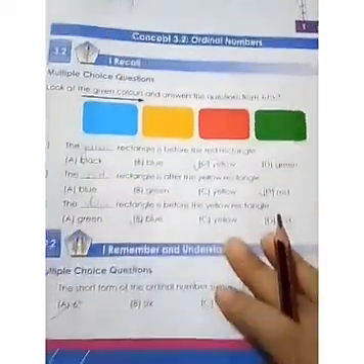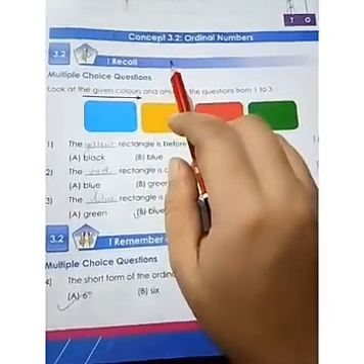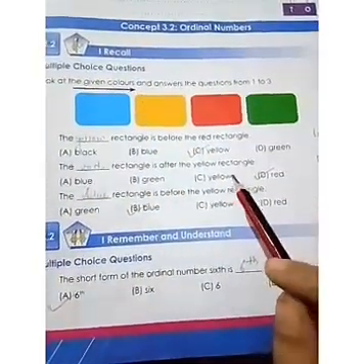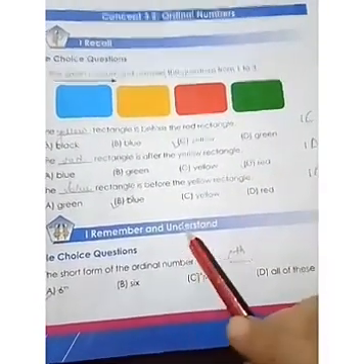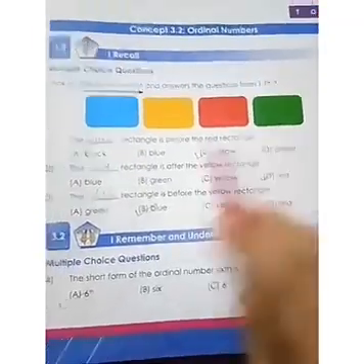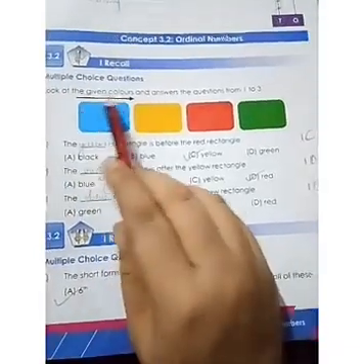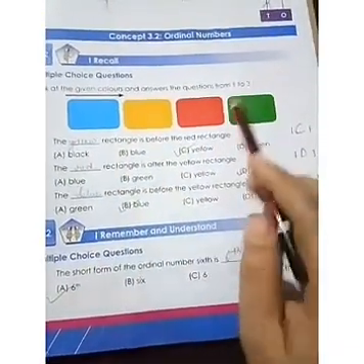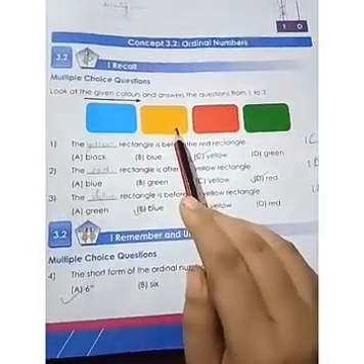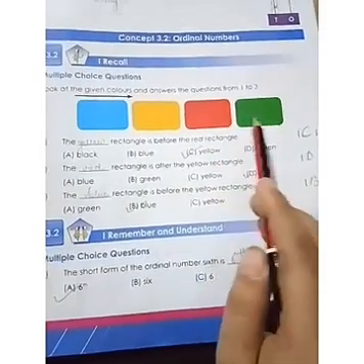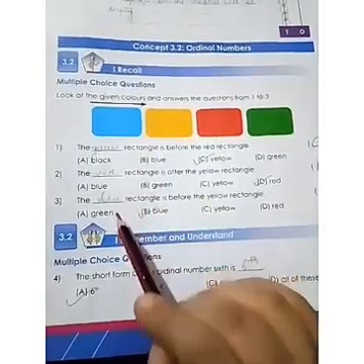Okay. The next concept is about ordinal numbers. So we have ordinal numbers, we have cardinal numbers, and we also have the short form. One number can be represented in 3 ways: ordinal, cardinal and short form. So these are given about the position. Let us find out what this question is all about. Look at the given colors and answer the questions from 1 to 3. Four colors are given here: blue, yellow, red and green, and we have to tell the position of these colors. The first question is an MCQ.